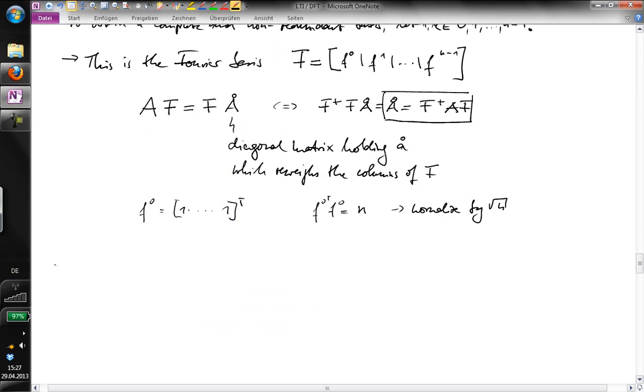That finally gives me the discrete Fourier transform, or DFT for short.